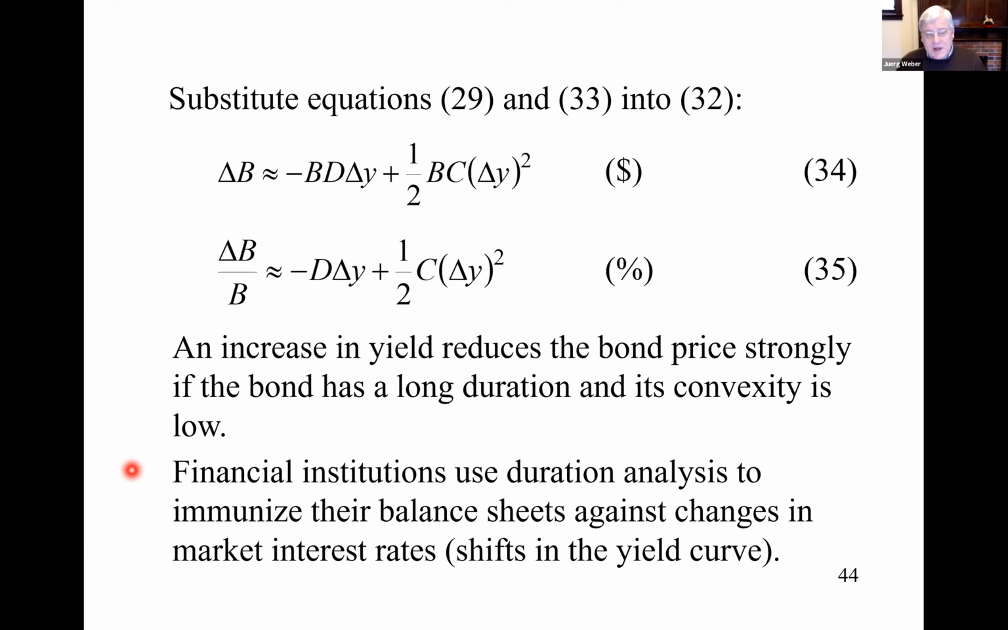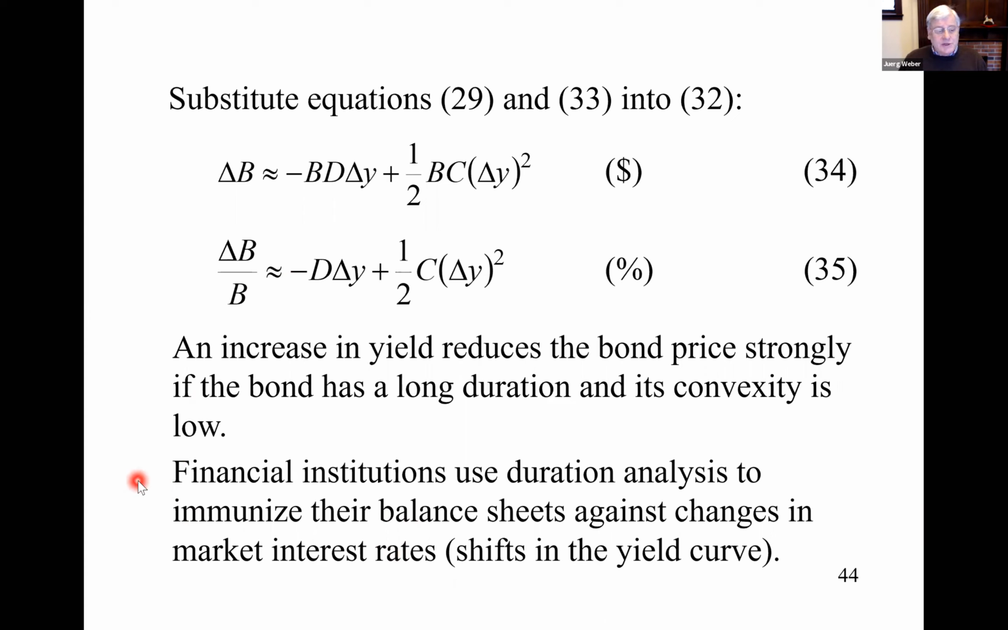And so they will try to estimate how sensitive the value of those bond holdings is to changes in yield. Higher yield means losses for them. The bond prices will fall. And so they will calculate the duration, the convexity, and those equations here. And then they will try to immunize their bond holdings from changes in yield or the interest rates.